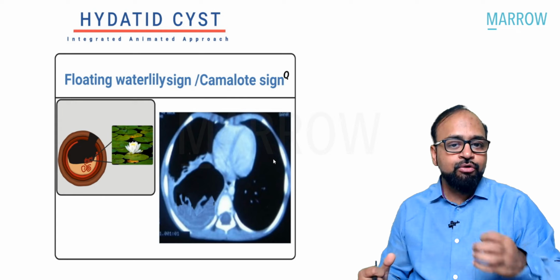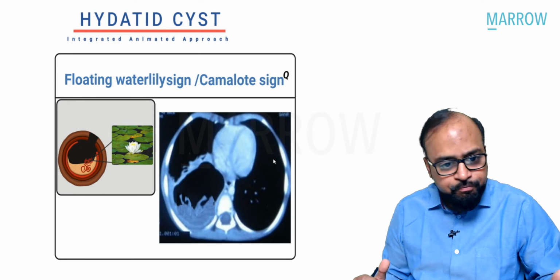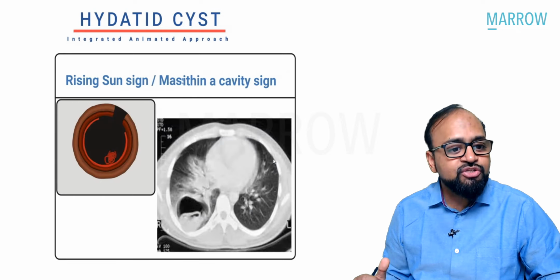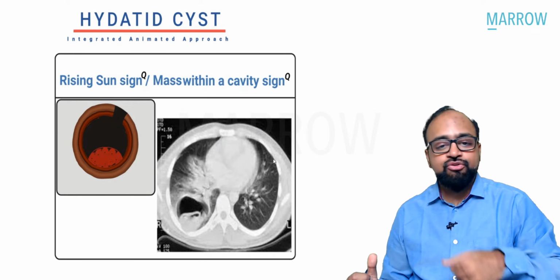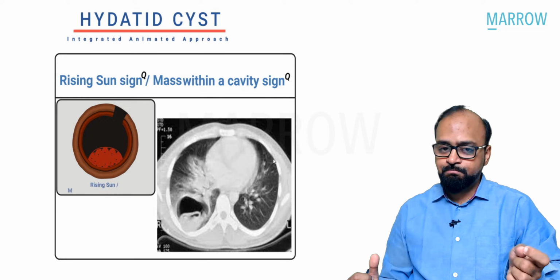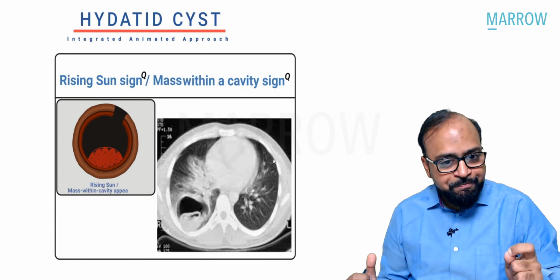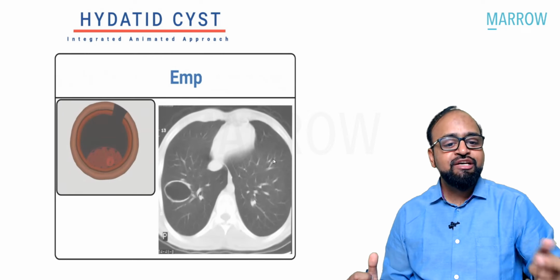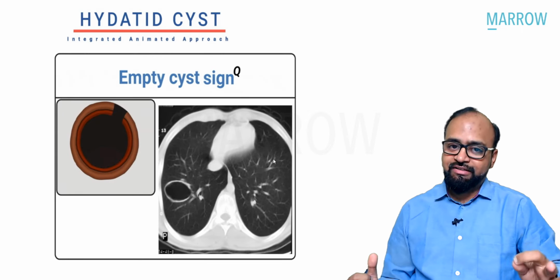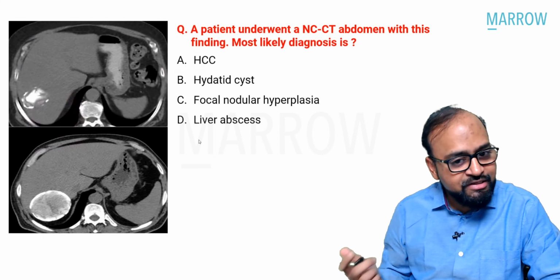These clumped membranes look like a mass within a cavity, so it is given a name. It is called the mass within a cavity sign or the rising sun sign. Ultimately, this content is going to be expectorated out. The cyst will become completely empty, right? And this empty cyst is given a name. This is called the empty cyst sign of hydatid cyst. So all these are named signs in hydatid cyst.